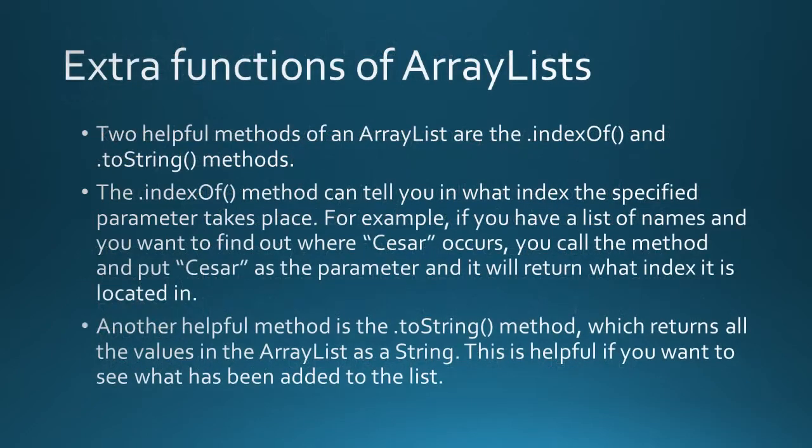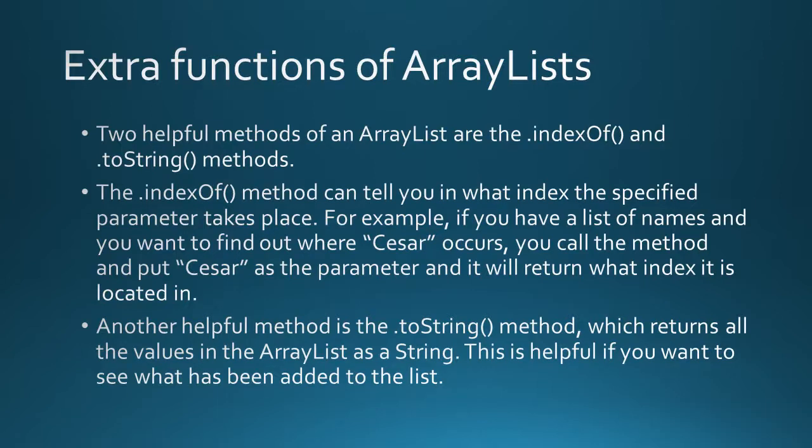Here is where the array list has some extra functions that make it a little bit more beneficial than an array. Two helpful methods in the array list are the indexOf and the toString method. The indexOf method can tell you at what index the specified parameter is located. For example, if you have a list of names and you want to find out where Caesar occurs, you call the method and put Caesar as a parameter, and it will return what index it's located in.